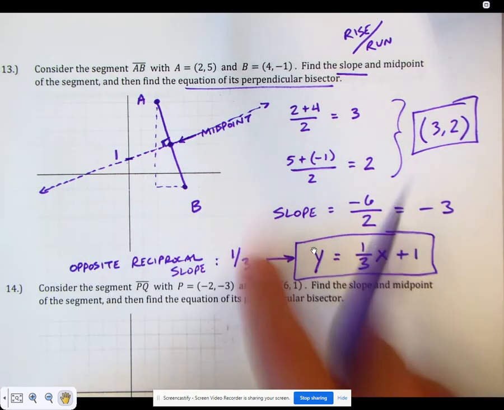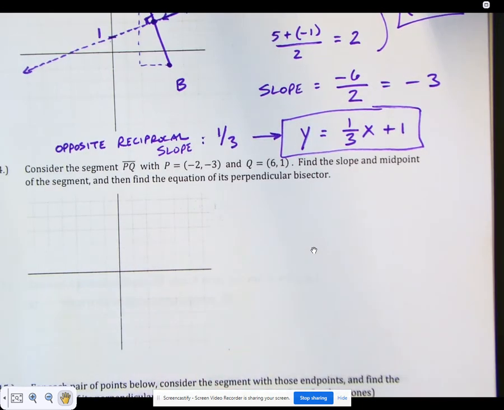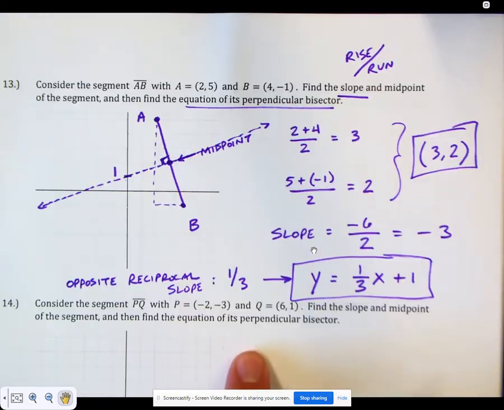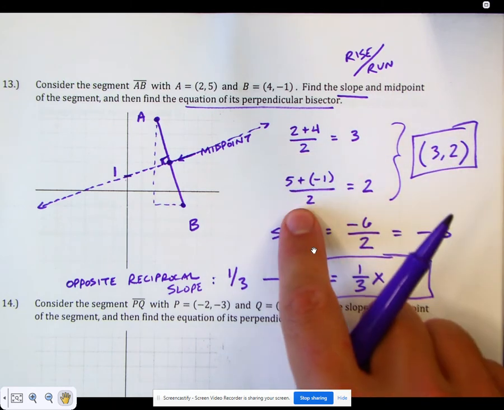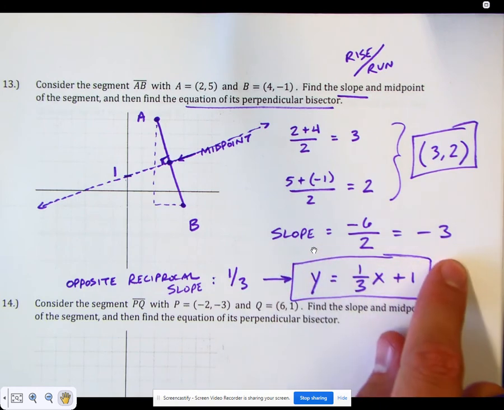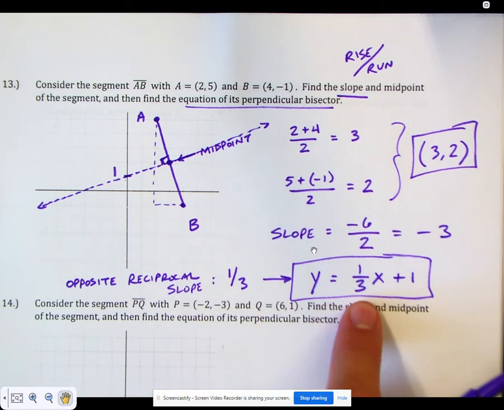So that's a pretty involved problem. It had 3 major steps. So I'd like you guys to try on your own to do 14. It might take a couple minutes. And yeah, it's the same exact process. You draw the 2 points, you find the midpoint, so average the x's, average the y's to get the midpoint. Do rise over run to get the slope, and then draw that perpendicular bisector in, and then use the y equals mx plus b idea to figure out the equation.